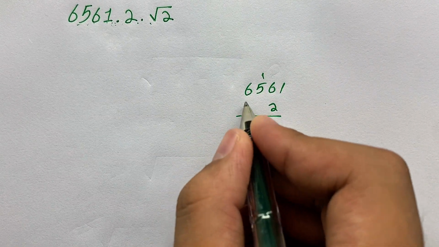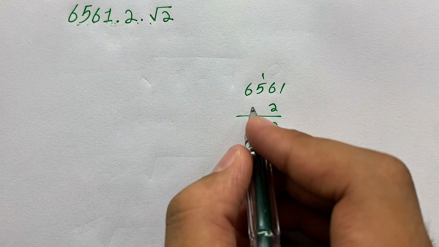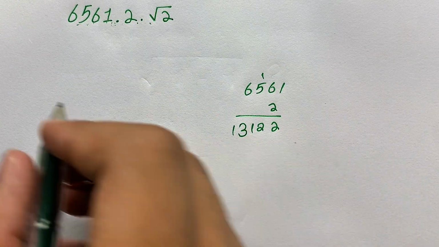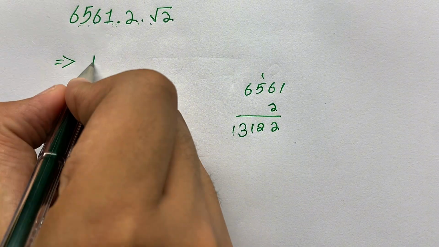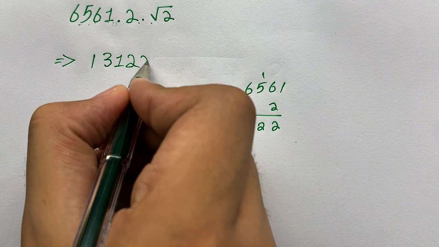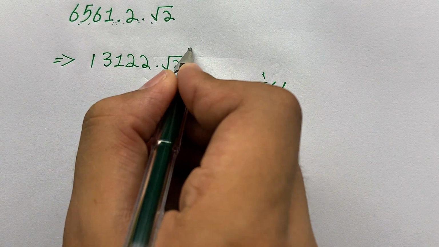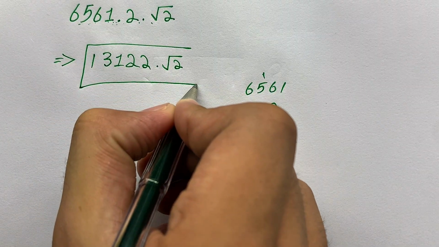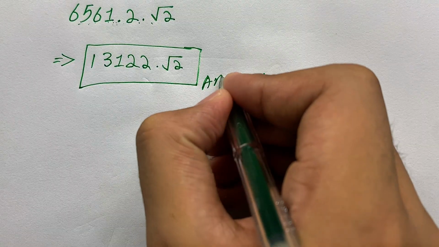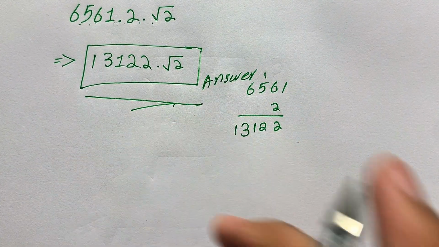Now this will be 13122 into under the root of 2. This is our final answer to solve this Olympiad tricky math problem.